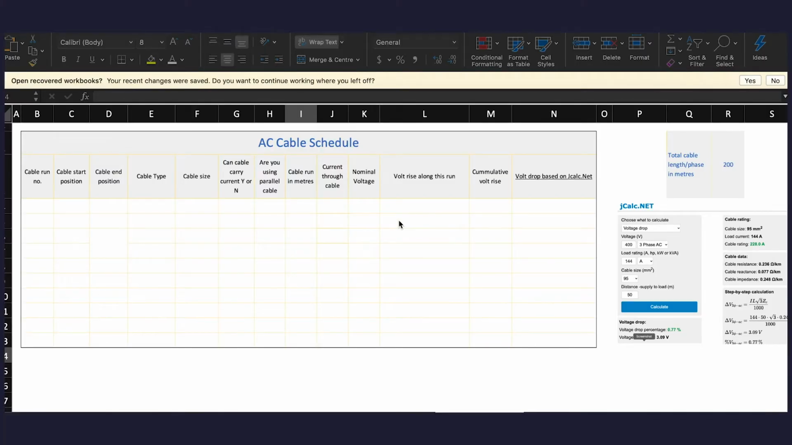So today we're talking about an AC cable schedule. So why would I need an AC cable schedule? Answer: if you're doing a commercial solar project, you need to know and you need to document what kind of cabling you're using, what the cable run is, where it's going, and what the volt rise is along this run.